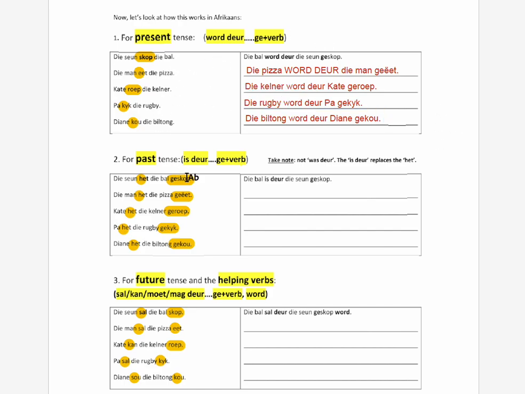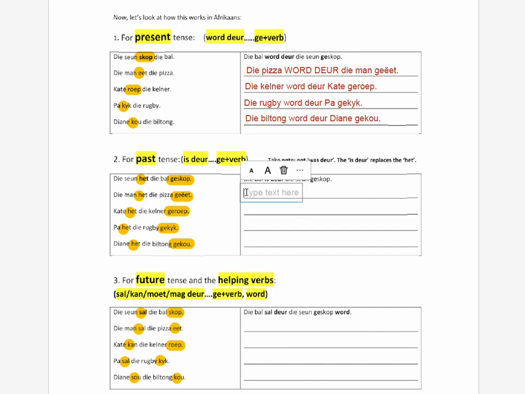What happens in past tense? You have the het geskop, and again you're going to go and switch the die seun en die bal around so that the bal becomes your subject. So in this case, the bal is there, and then you're going to use is deur. Then you're going to put your die seun and then geskop. All right, so there we go. Let's look at the next one. Die man het die pizza geëet.